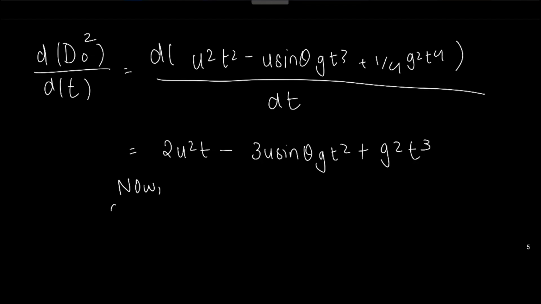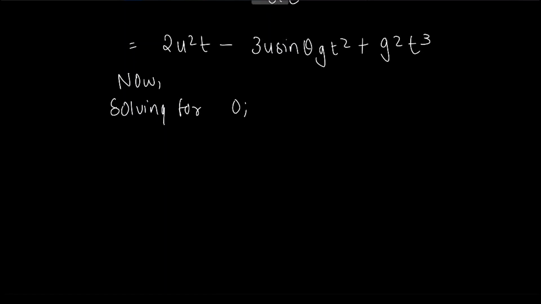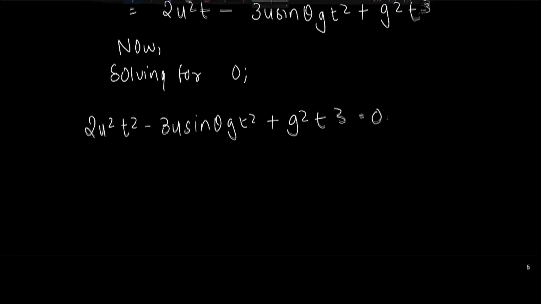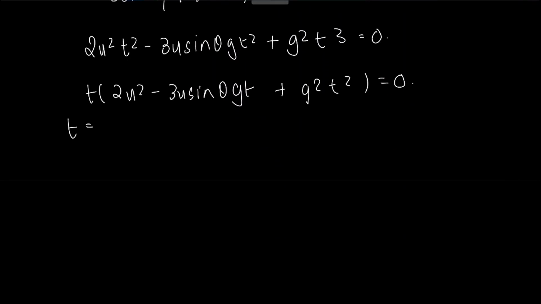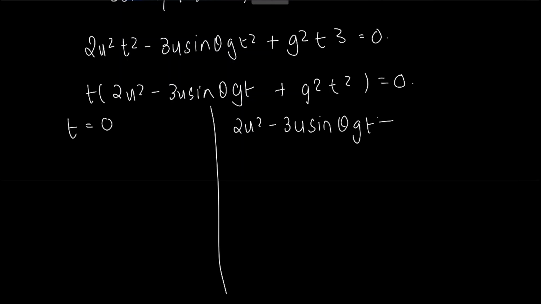Now, let's solve it for 0 since we're trying to get the stationary point. 2u squared t minus 3u sine theta g t squared plus g squared t cubed equals 0. We realize that we can take t common, and then we have a potential solution of t equals 0. And the other solution is 2u squared minus 3u sine theta g t plus g squared t squared equals 0.